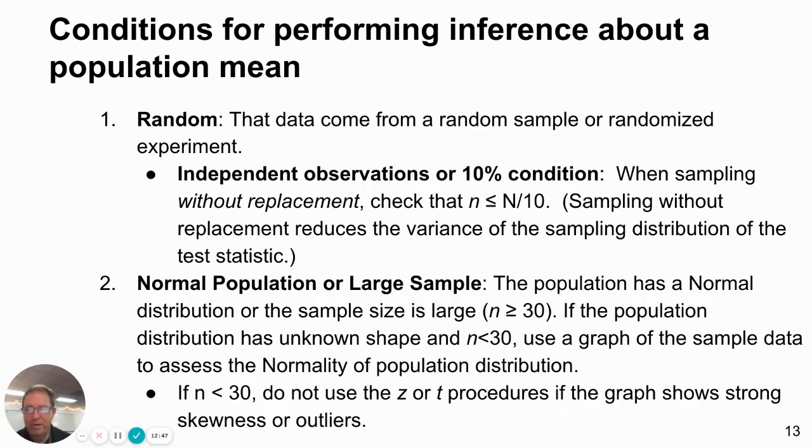Look at the last bullet point. If the sample size is less than 30, do not use the Z or T procedures if the graph shows strong skewness or outliers. So you're not going to use this procedure if your graph of the data shows strong skewness or outliers. The T procedure is a relatively robust procedure. It works pretty well, even if there are small departures from normality, as long as there's no strong skewness or outliers.